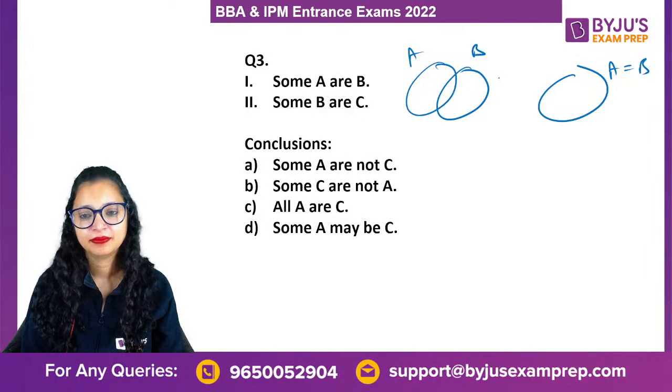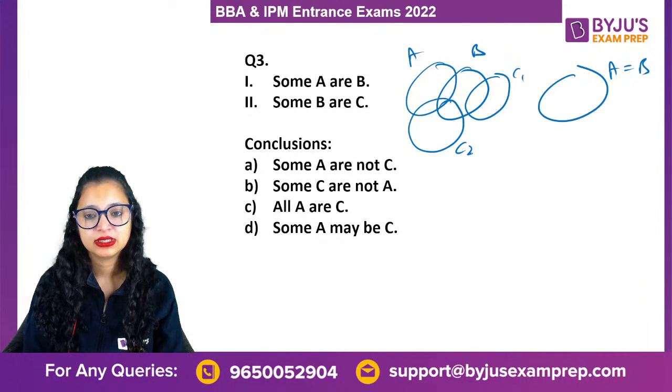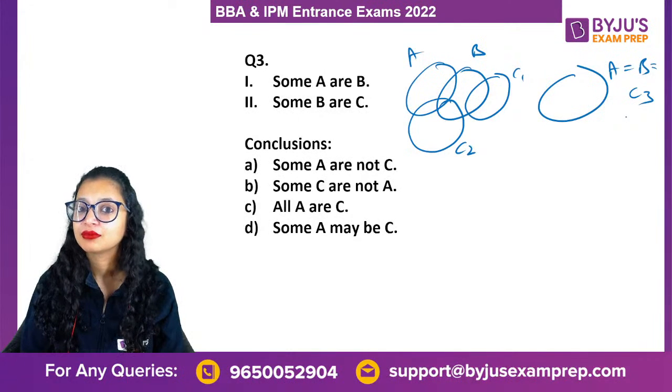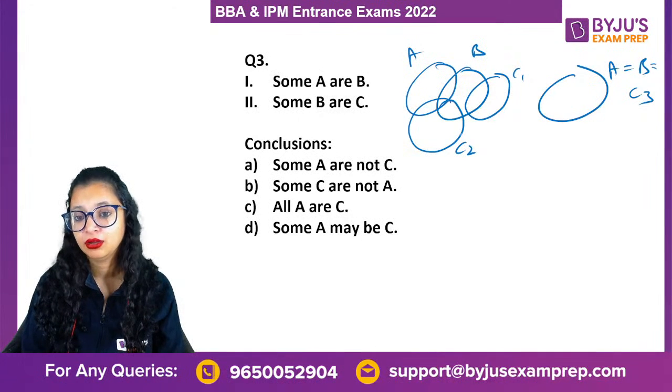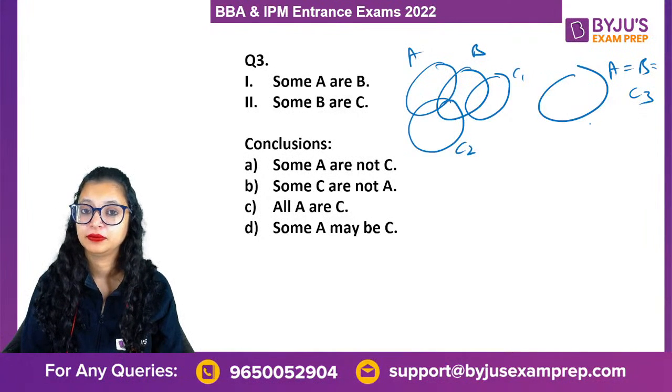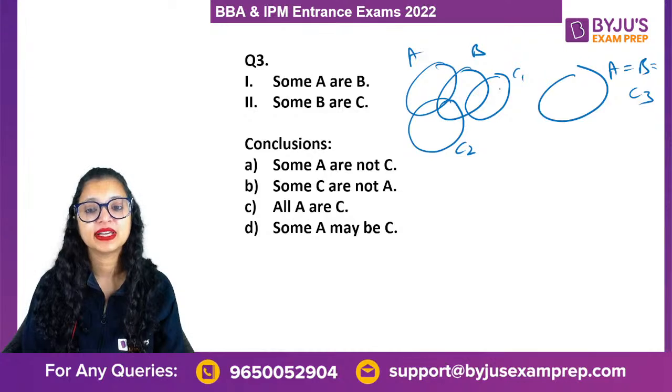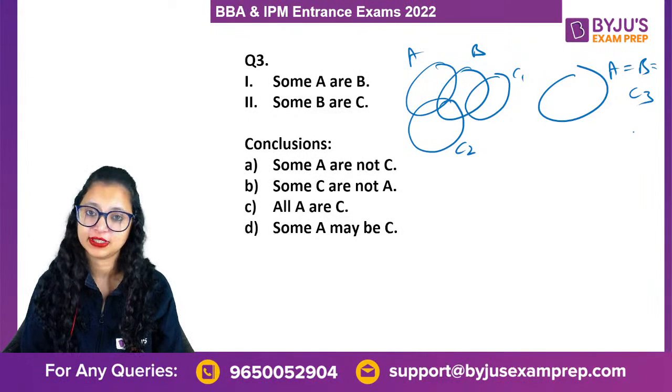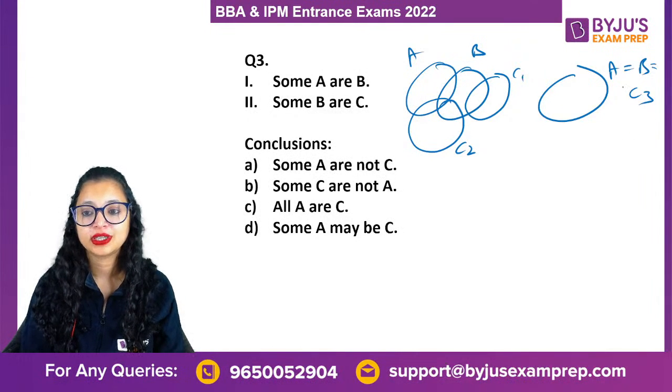Some B are C, C1, C2, C3. C can be away from A, can be adjoining, can be occupying A as well. Let's have a conclusion that satisfies all the three scenarios of C. Some A are not C is false in C3. Wrong conclusion. Some C are not A is false in C3.